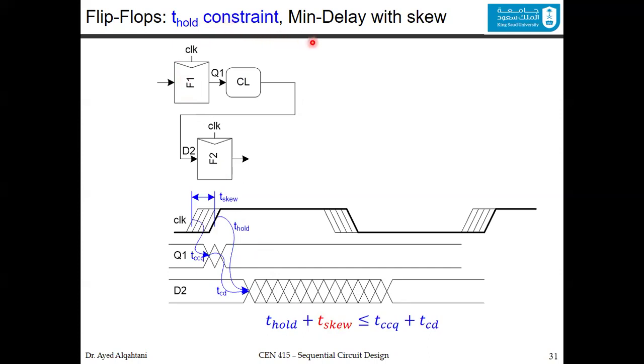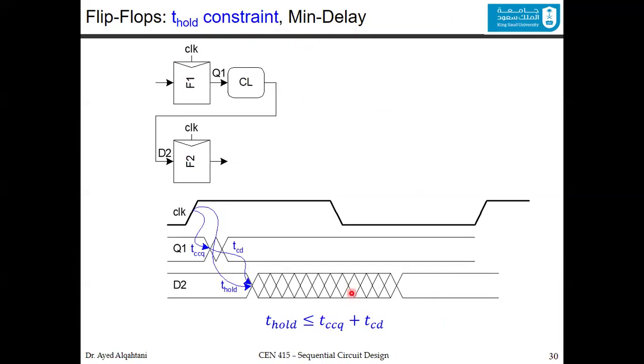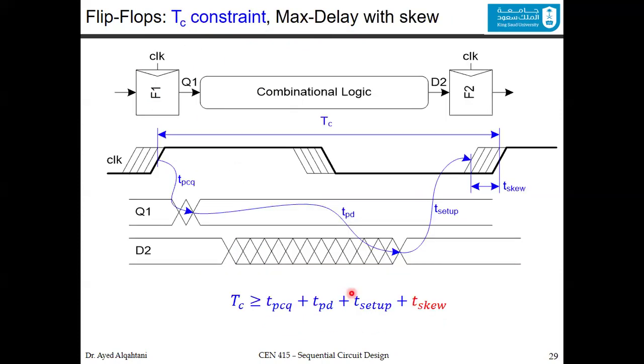It's also good to mention that we call this time a minimum delay because if you care about this time, there will be a minimum value for it. This is the opposite of when we talked about the cycle time. That is called the maximum delay because we care about the propagation delay here, and this propagation delay has a maximum time for it, since you have larger than or equal.